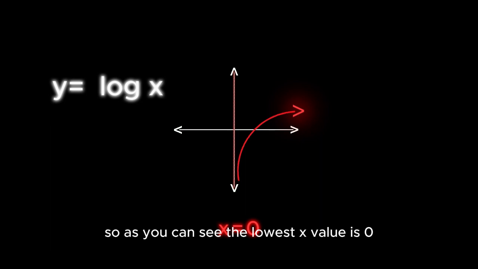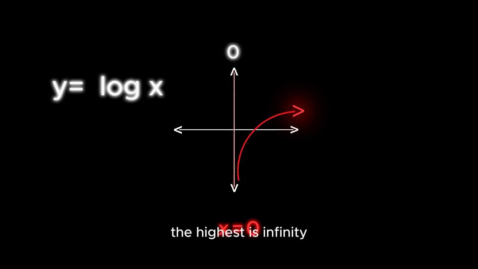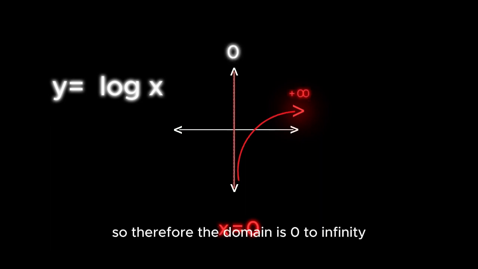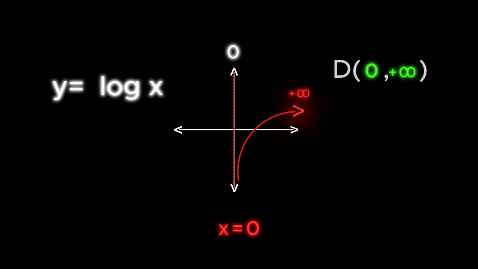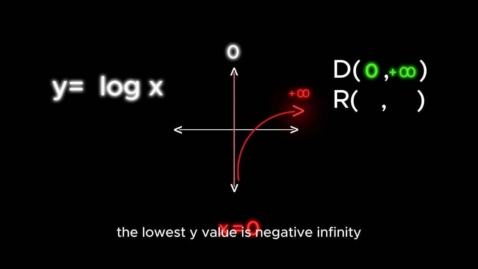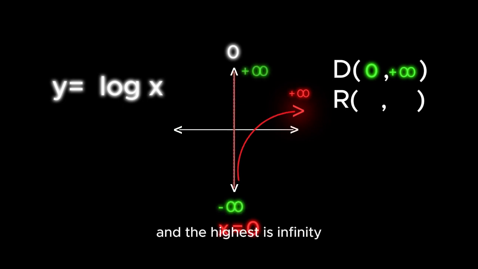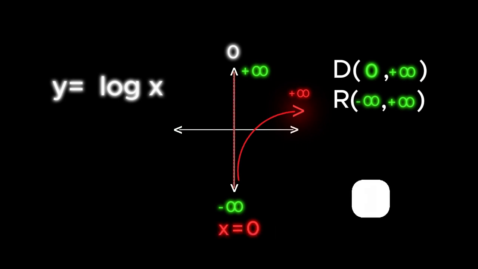So as you can see, the lowest x value is 0, the highest is infinity. So therefore, the domain is 0 to infinity. Now looking at the range, the lowest y value is negative infinity and the highest is infinity. This graph will keep going up forever. It just goes up slowly. So it's negative infinity to infinity.